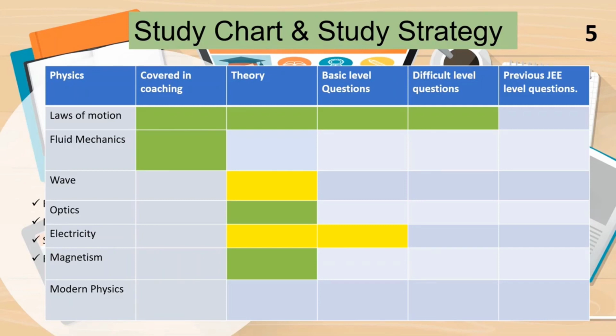So for example, here if I have marked optics theory as green, that means I have high confidence in optics theory, but I have not done basic level questions, difficult level questions, previous JEE level questions, and hence optics is not yet complete. So what you can do is, once you have created this chart, you can start to do questions of the topics wherein the theory is green.